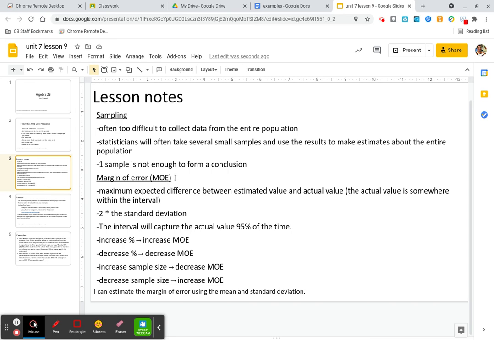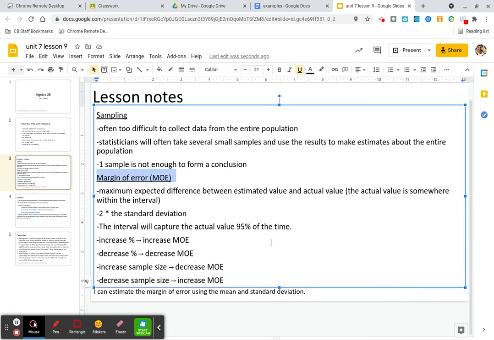When you take many samples, you can have what we call a margin of error. That's a term that you may have heard before. The margin of error, this is the textbook definition here: the maximum expected difference between the estimated value and the actual value. So that's when you see the plus and minus certain percentages when you look at political polls and stuff. In other words, the actual value is somewhere within that interval.